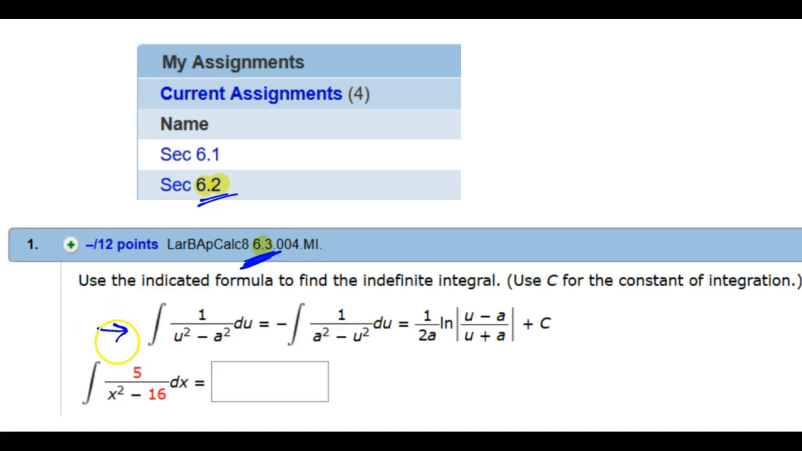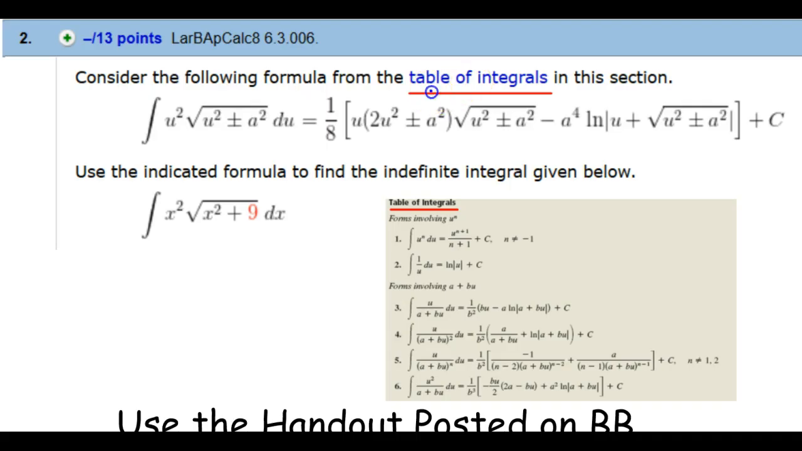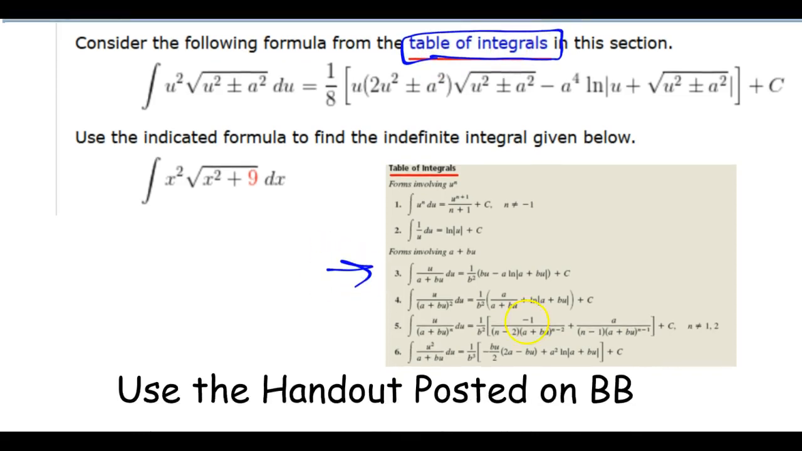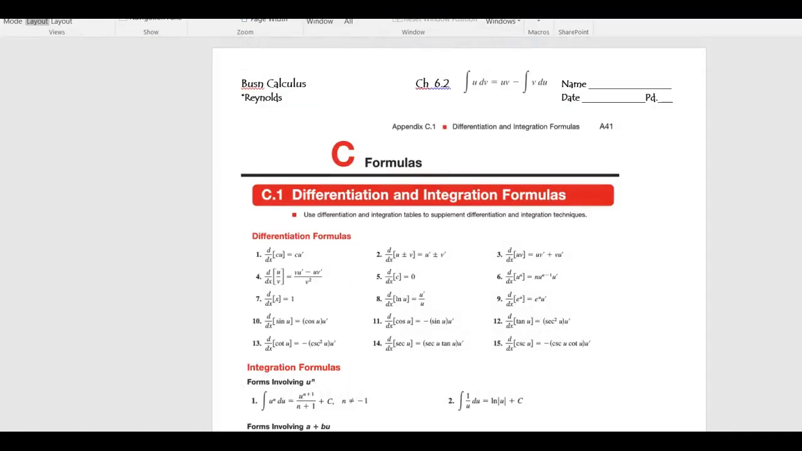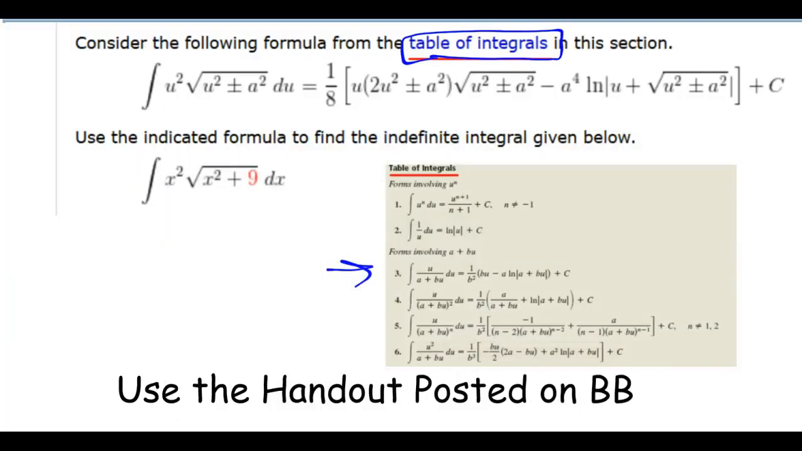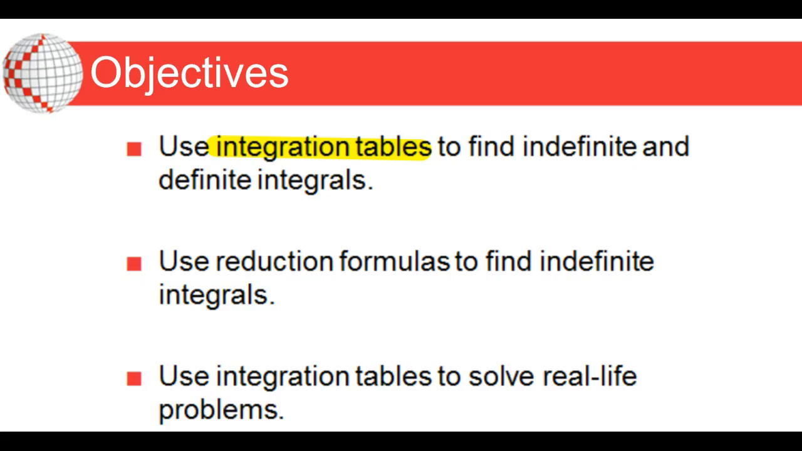And either I'll give you the formula or there'll be a link for you to choose. When you open up that link, it'll open up some integration tables, but I posted some integration tables online, and I would encourage you to look at those online and even print those off.